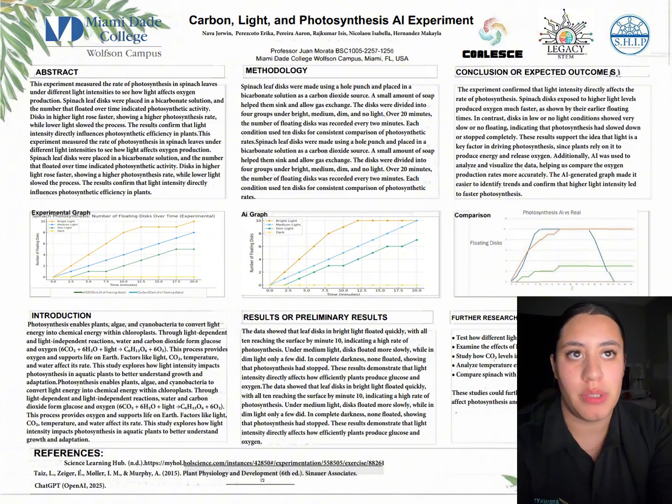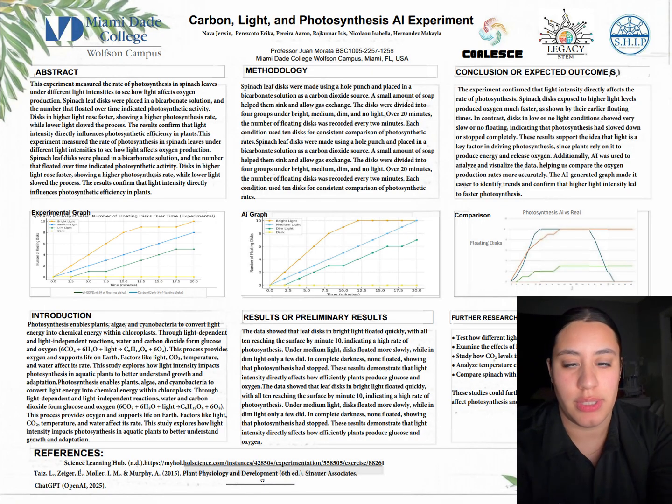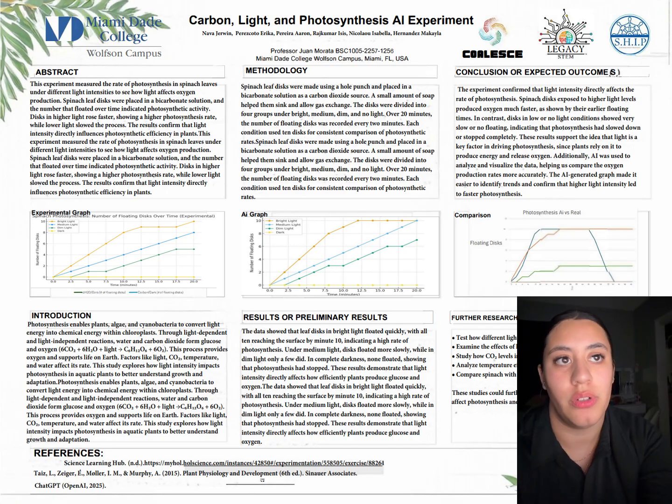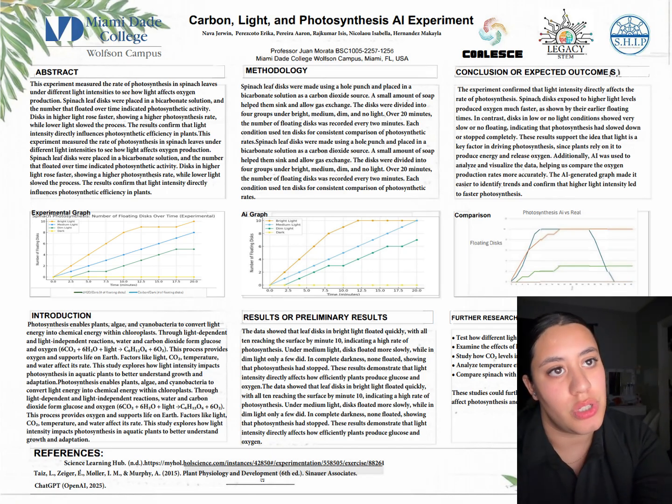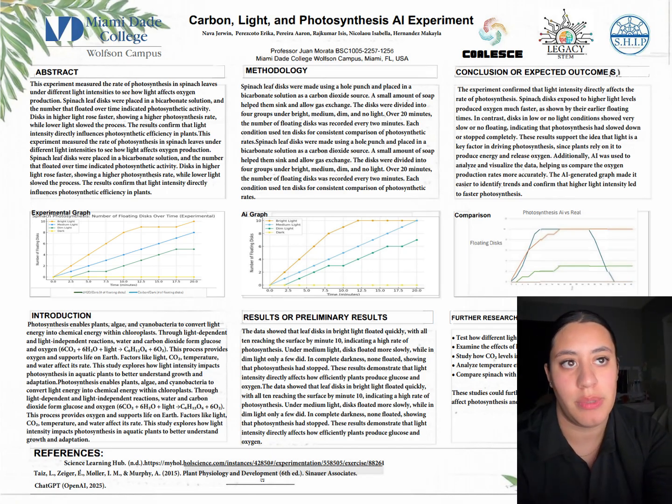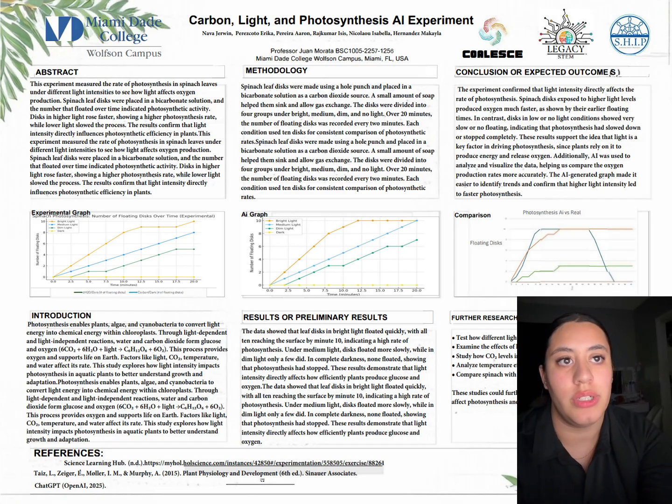Finally, we compared our experimental graph with the AI-generated graph that modeled the same process. The AI graph looked very smooth and perfect. Each line rose evenly with no variation, showing an ideal version of photosynthesis. However, our experimental graph was more realistic. It included small variations and plateaus which happen naturally in real lab conditions.